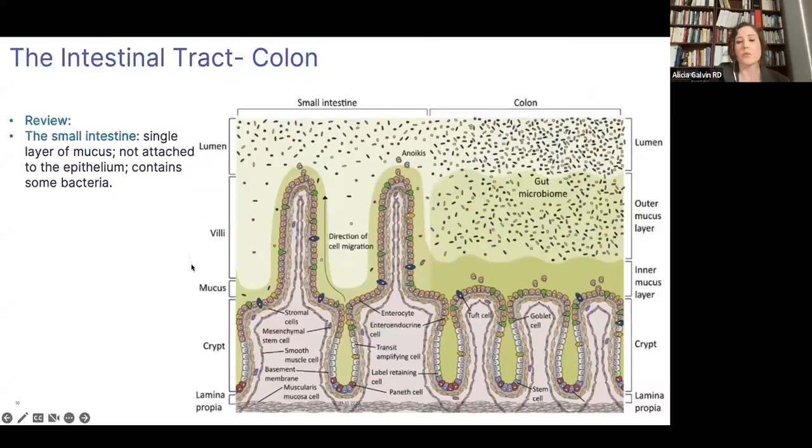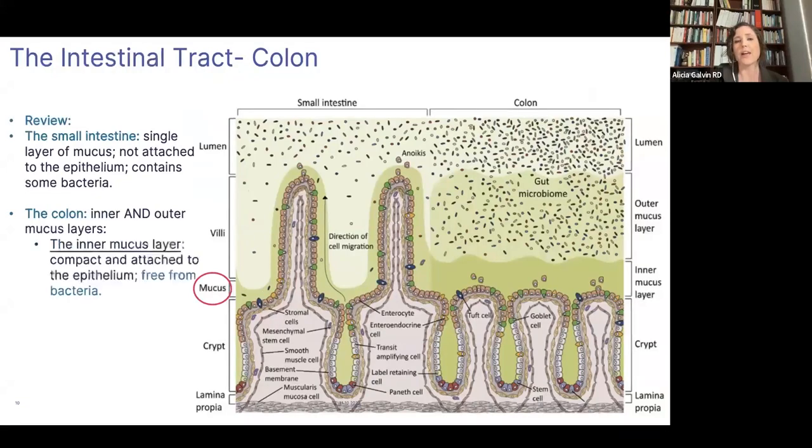So again, as a review, this mucus layer is pretty thin here in the small intestine, and it's not attached to the epithelium. Whereas in the colon, we have an inner and an outer layer. The inner mucus layer is free from bacteria. It is the only part of the body that is completely sterile.